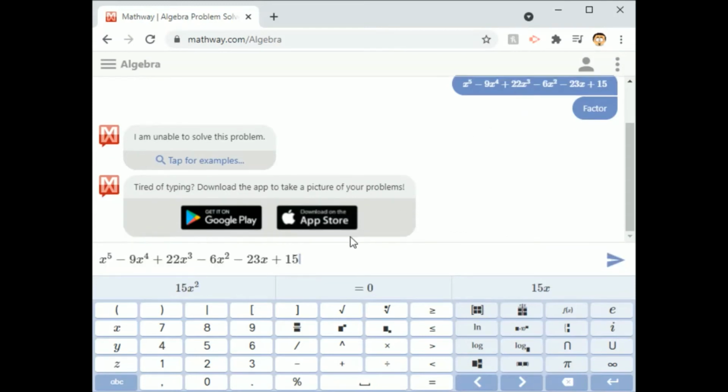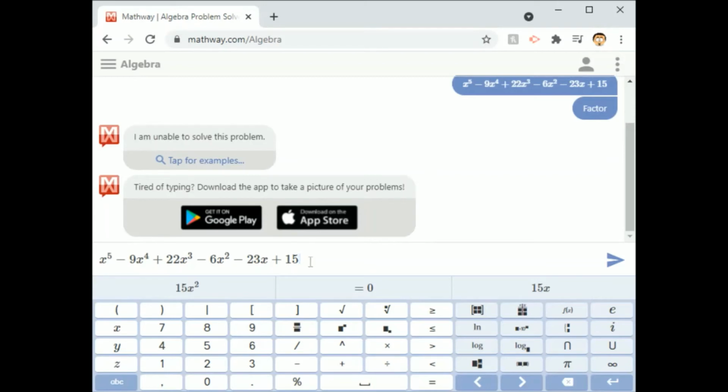Did I type that in incorrectly? Or have I actually broke MathWay? X to the 5th minus 9x to the 4th plus 22x cubed minus 6x squared minus 23x plus 15. Wow. That may have broken MathWay.